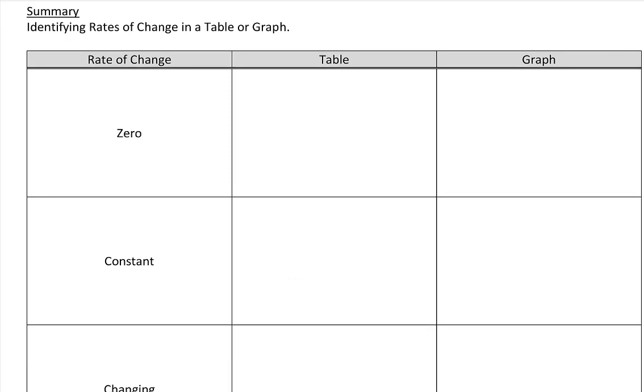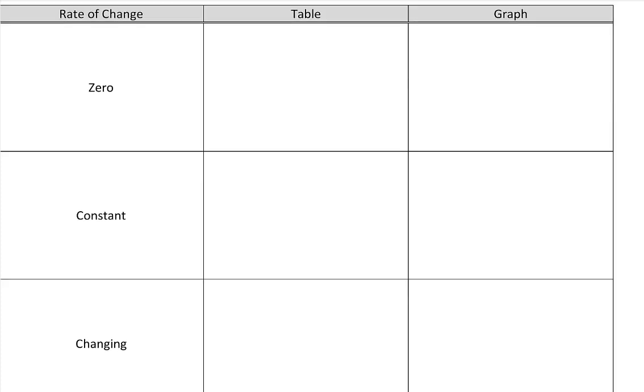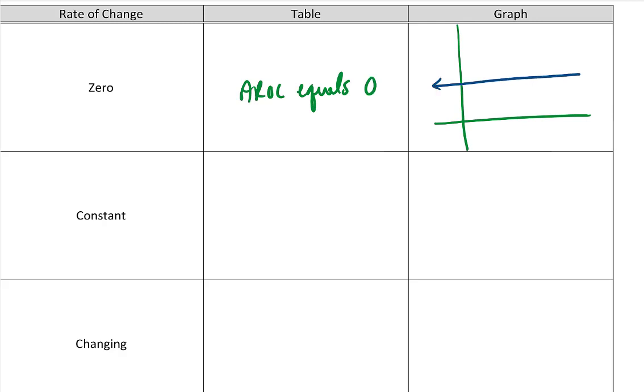All right, let's summarize what we now know. Identifying rates of change in a table or graph. If the rate of change is 0, you will see that your average rate of change is equal to 0. On a graph, what we would see is a horizontal line.